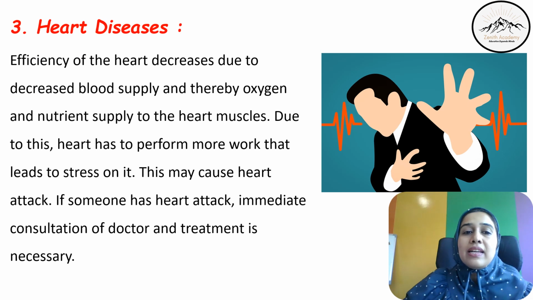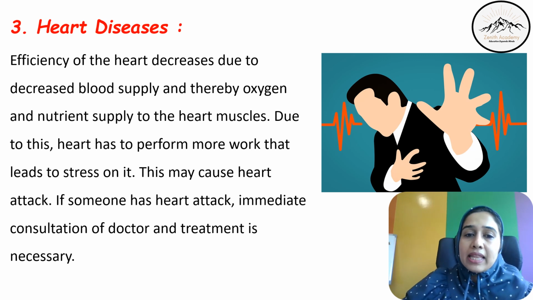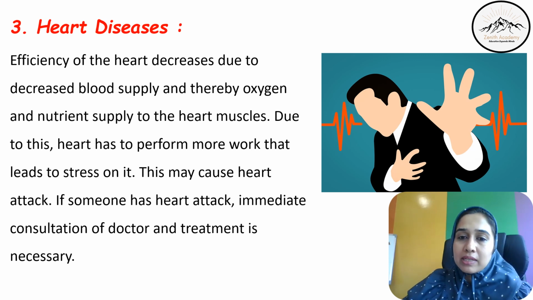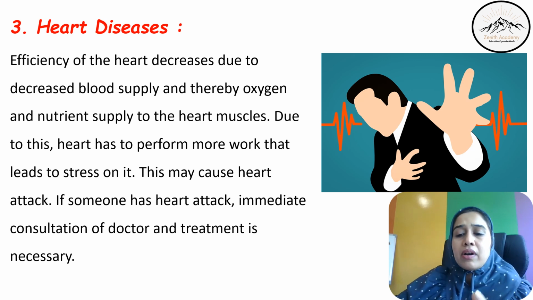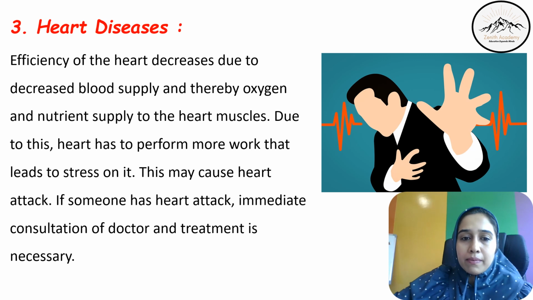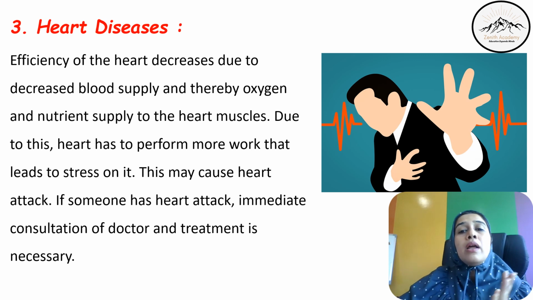Let's move ahead. Next one is heart disease. Heart disease is when the efficiency of the heart, the proper working of the heart, decreases due to decreased blood supply, and thereby decreased oxygen and nutrient supply to the heart muscles. Oxygen does not reach your heart properly, and due to this you might suffer from various kinds of heart disease. Now when oxygen does not reach your heart, what happens?